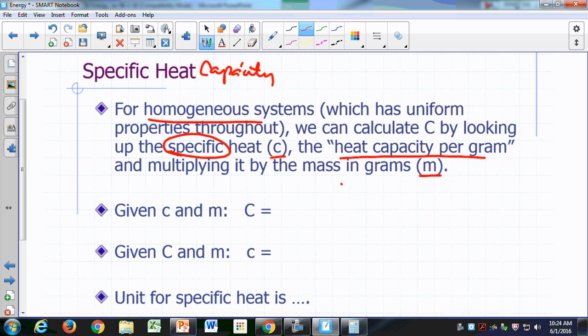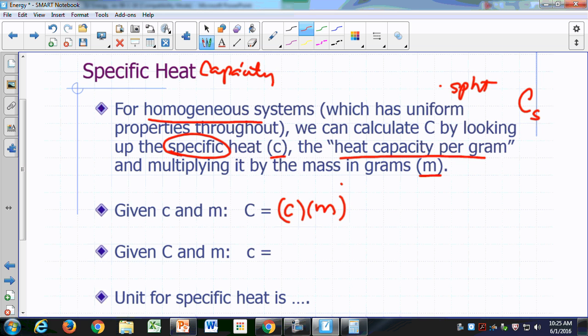We're using lowercase c for specific heat. Some books use SPHT, some books use C sub S, so you just need to be aware of that. Specific heat is just heat capacity per gram. If you know the value for 1, you multiply by how many, you get the actual value. So if you know the heat capacity per gram, you multiply by the number of grams, which is the mass, and you get the heat capacity. Given the specific heat and the mass, the heat capacity is the specific heat times the mass.